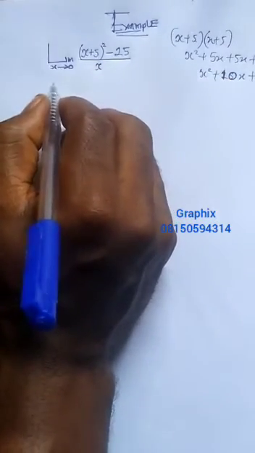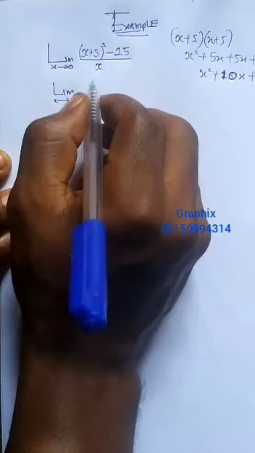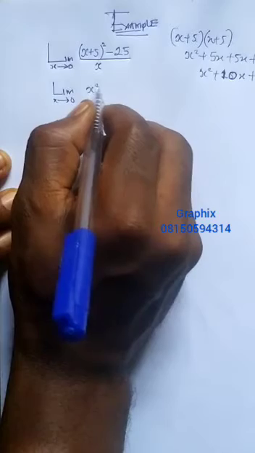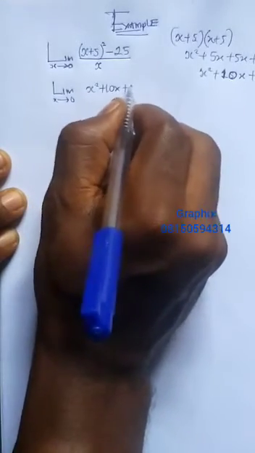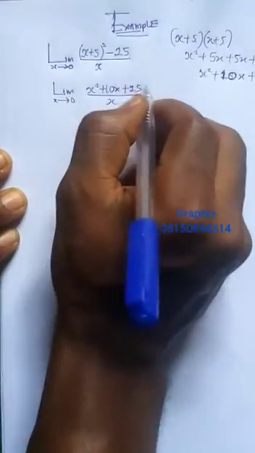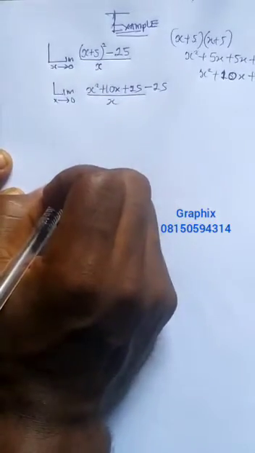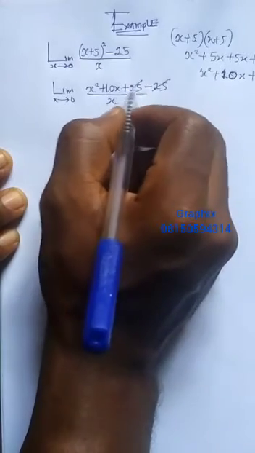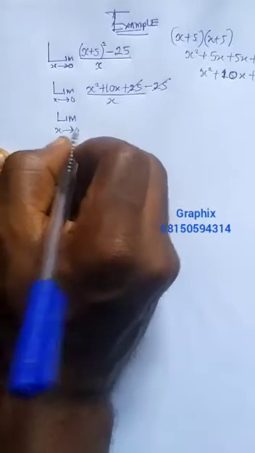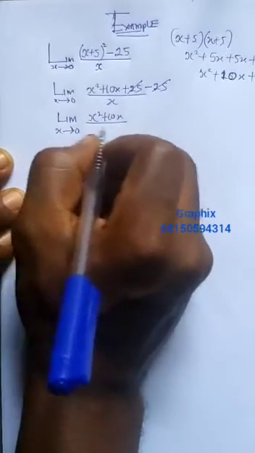So we'll be having the limit as x tends to 0. Instead of writing this, I'm going to write this. So I'll be having x squared plus 10x plus 25 all over x. Then this is my minus 25 here. Are we good? The expansion of this is this. Now if you look at it very well, minus 25 cancels positive 25. Now we are left with the limit as x tends to 0 of x squared plus 10x all over x.